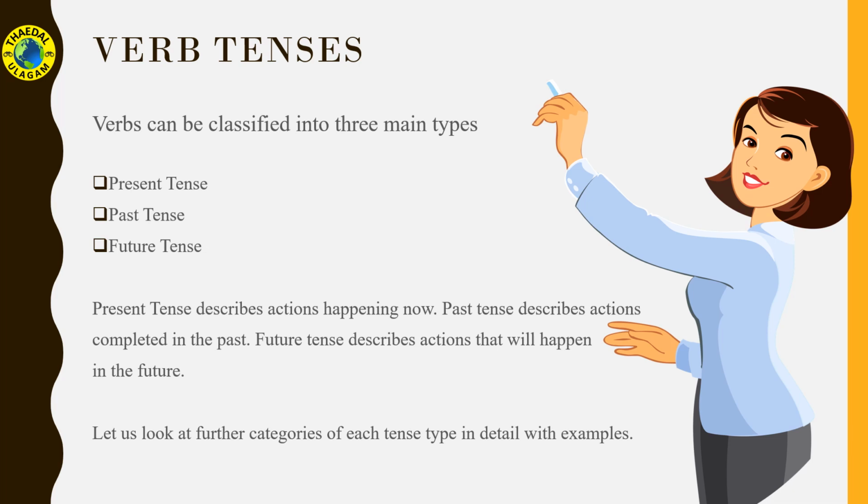Verbs can be classified into 3 main types. 1. Present tense, 2. Past tense, and 3. Future tense. Present tense describes actions happening now. Past tense describes actions completed in the past. Future tense describes actions that will happen in the future. Let us look at further categories of each tense type in detail with examples.